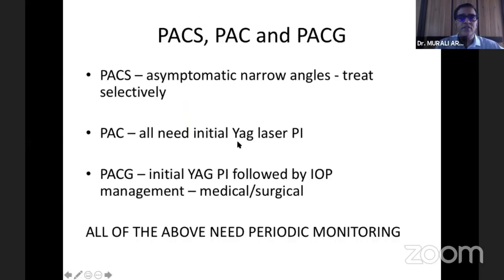In a PACS situation, that is asymptomatic narrow angles, you would treat selectively people who need frequent mydriasis and dilatation. But in PAC, you should treat all patients with primary angle closure. If they have raised intraocular pressure and signs of angle closure, you need to do a YAG PI first. Of course, in primary angle closure glaucoma, you would start off with YAG PI, followed by IOP management, either medical or surgical. But needless to say, the whole spectrum of angle closure disease needs monitoring and follow-up. It's not enough to do a YAG PI, put them on medication and not see them thereafter. Follow-up is very, very important.